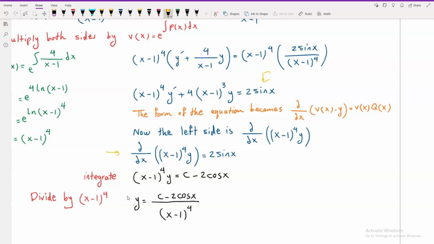Finally, divide both sides by x minus 1 to the 4th power. So we're going to have y equal to c minus 2 cosine x, divided by x minus 1 to the 4th power.